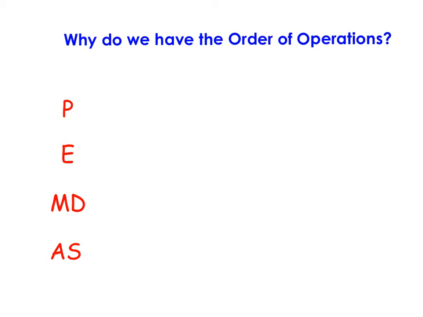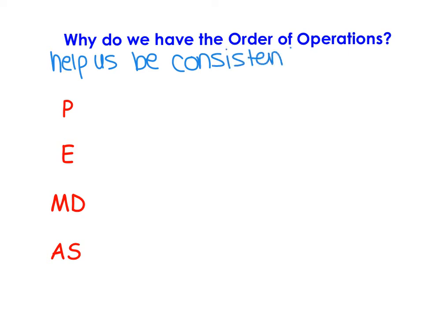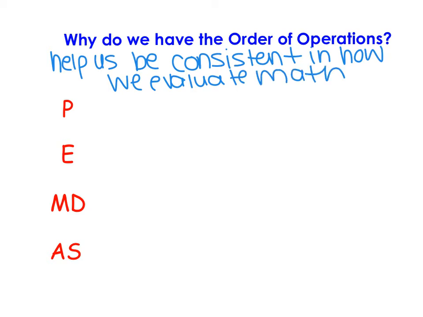So we have the order of operations in order to help us be consistent in how we evaluate math. What happens in the math world is, if there are a lot of operations and numbers contained in a problem, it can get confusing to figure out what operation you're supposed to perform first. So the order of operations exists to give us some guidelines on how to evaluate math, so we all evaluate math in the same consistent fashion.